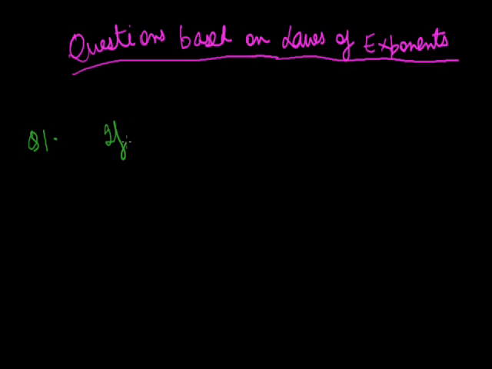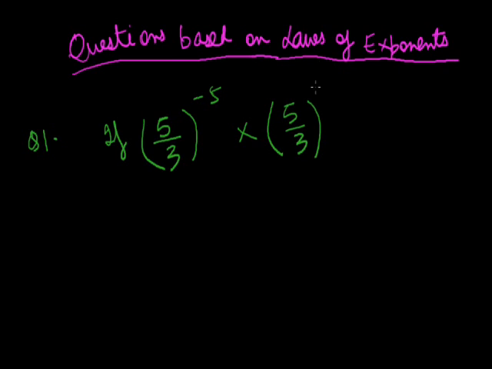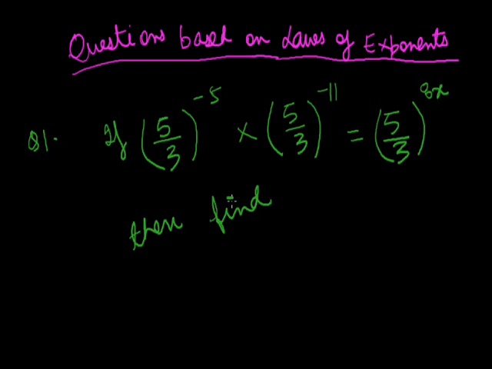If (5/3) raised to the power minus 5 multiplied by (5/3) raised to the power minus 11 is equal to (5/3) raised to the power 8x, then find the value of x. Now to start with these types of problems, first of all check whether the base is the same or not.